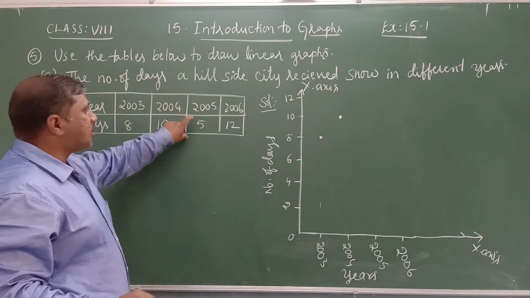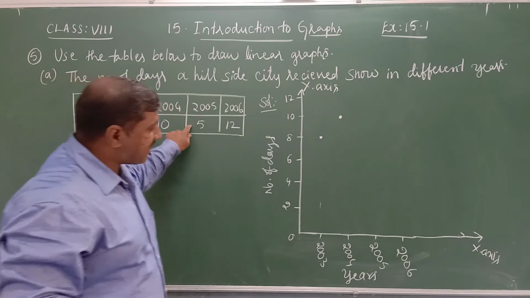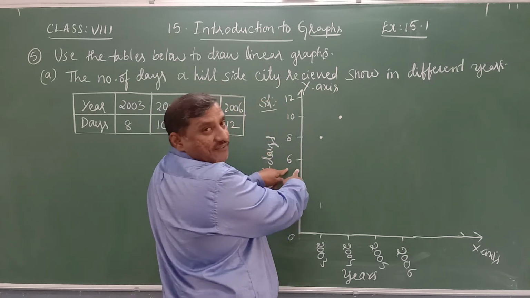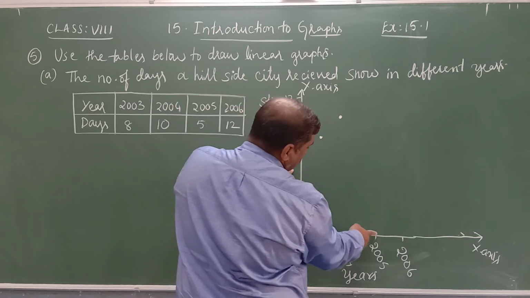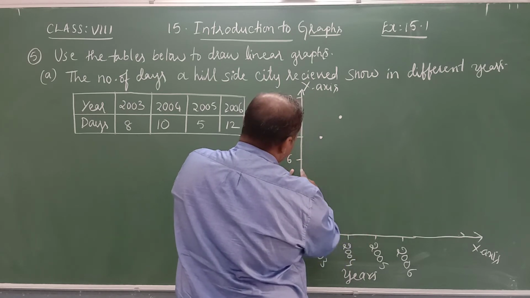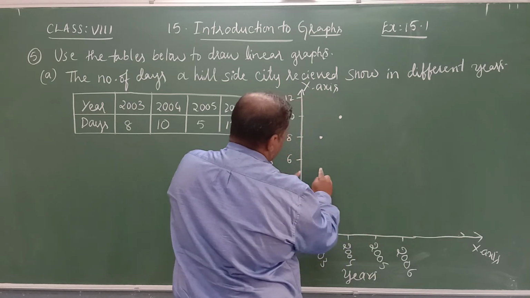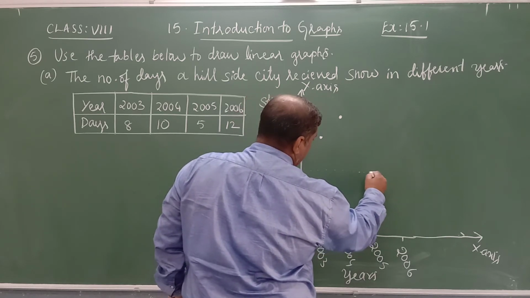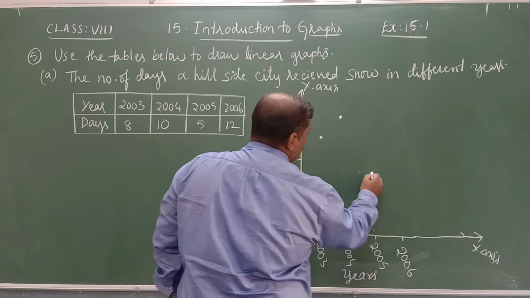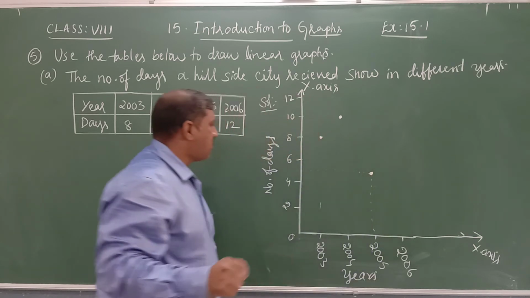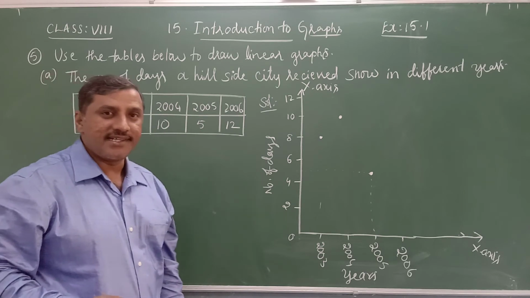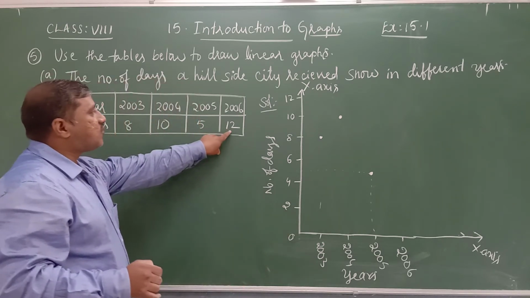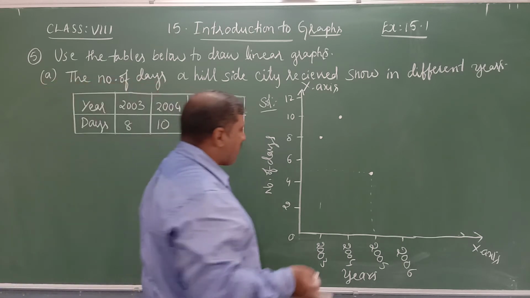Then in the year 2005, it is 5 days. We have 4 and 6, and the middle of these gives the number 5, that is 5 days. So observe 2005, and this point gives 5 days in the year 2005. And in the year 2006 we have 12 days.